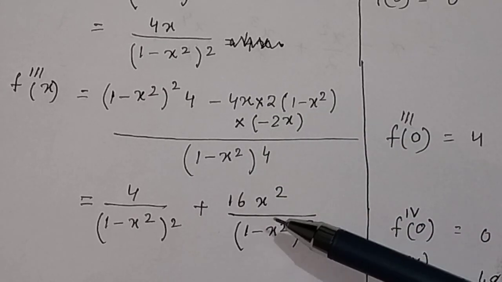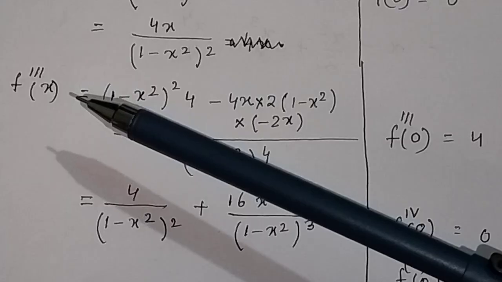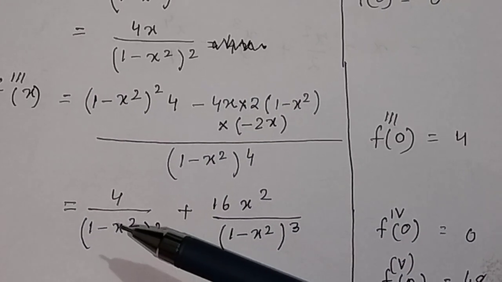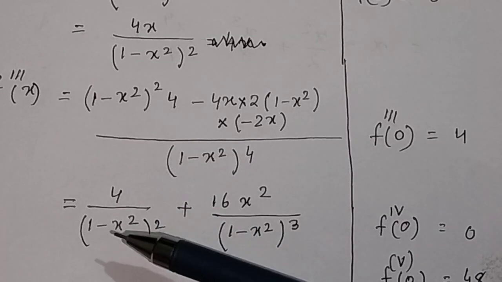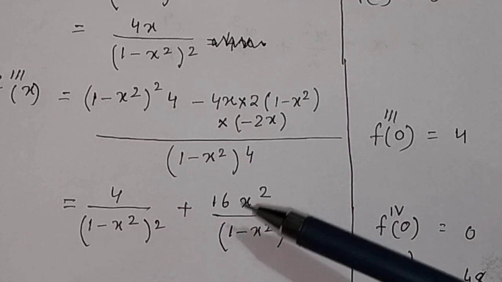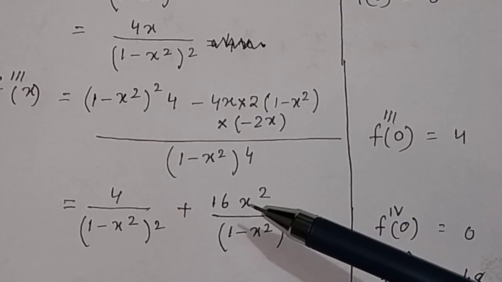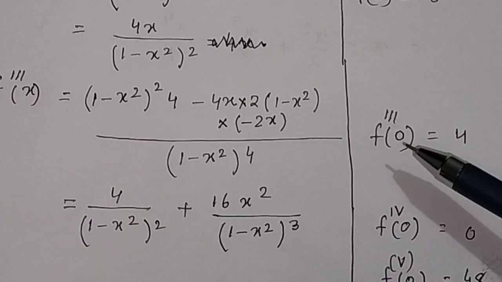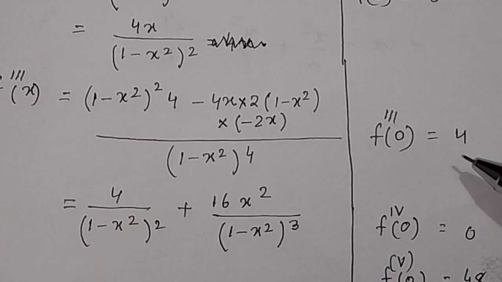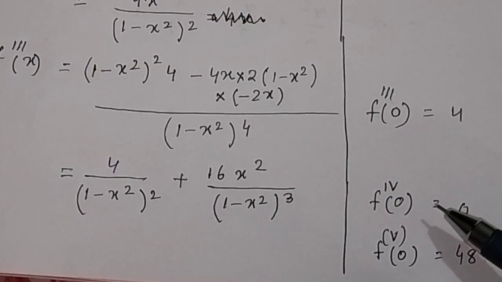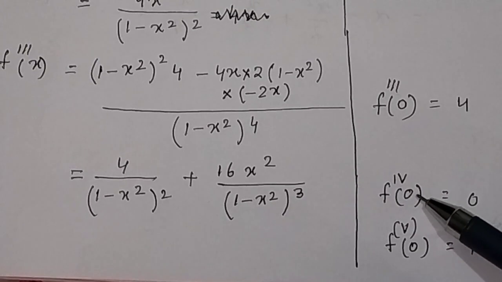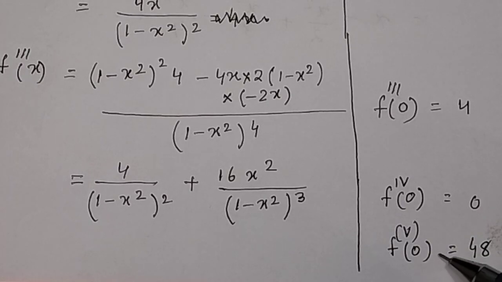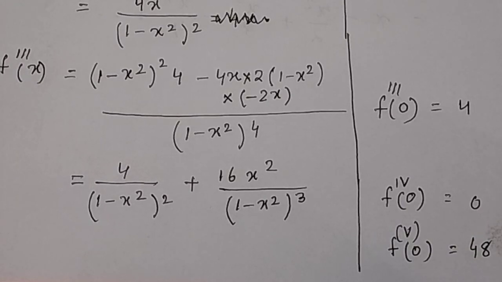This is x square. So if you find out the third derivative of the function at x equal to 0, you see the third derivative, if you put x equal to 0 here, the first term will give you 4 and the second term will give you 0, because if you put 0 here, then this term will be equal to 0. So the third derivative of the function at x equal to 0 is equal to 4. Similarly, you can find out the fourth derivative. If you calculate the fourth derivative, it will be equal to 0, and if you calculate the fifth derivative, it will be equal to 48.